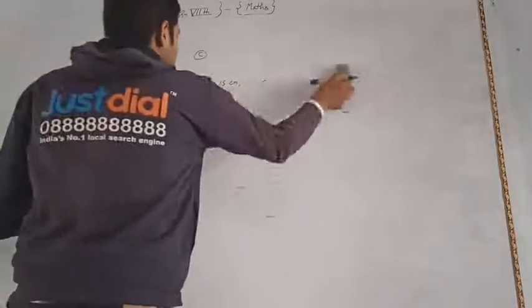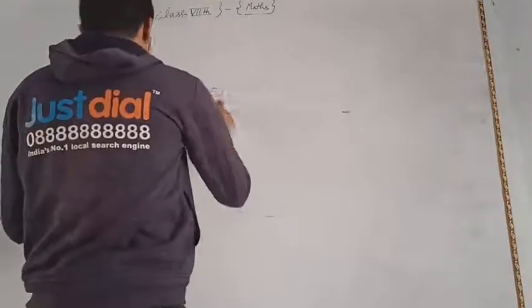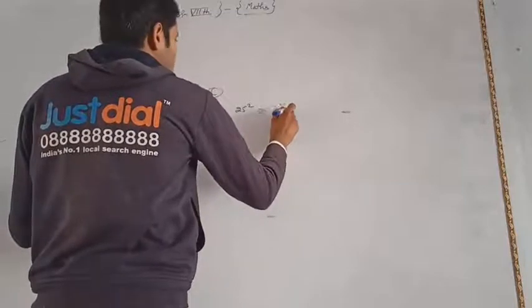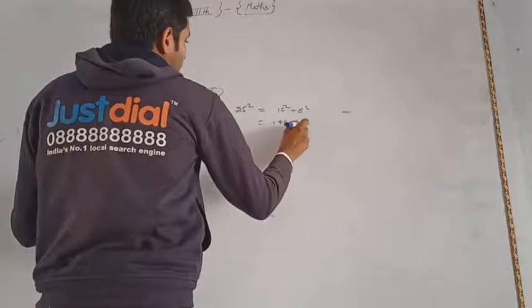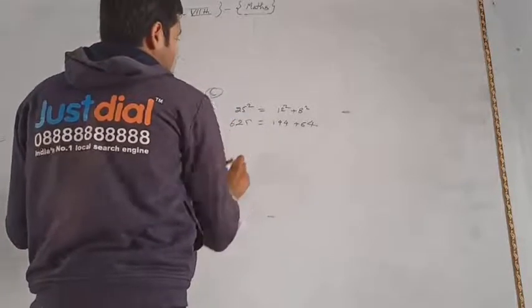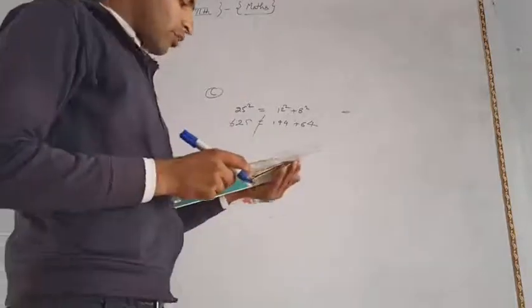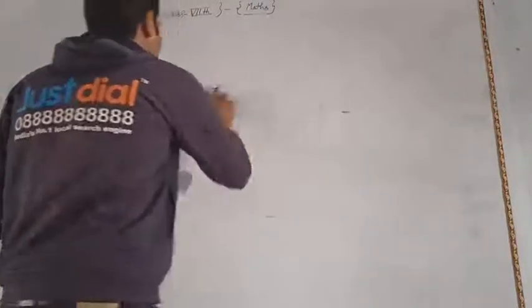Again, in C you have to use the Pythagoras theorem. 25 square is equal to 12 square plus 8 square. Then 144 plus 64 is 208, which does not equal 625. And again you have to check problem number 2, where you have to find the values of x, y, and z in the following figures.